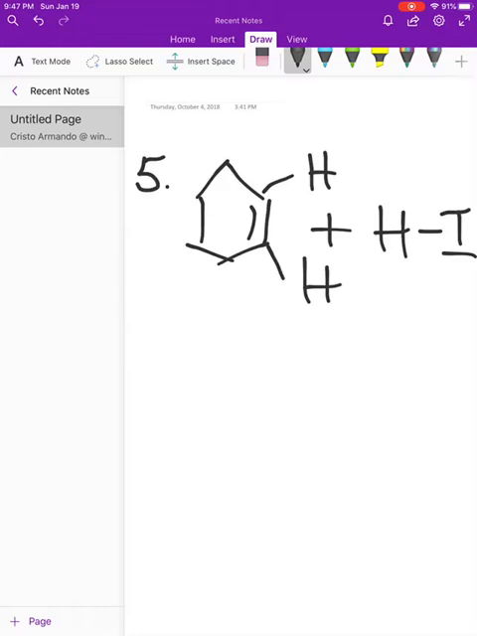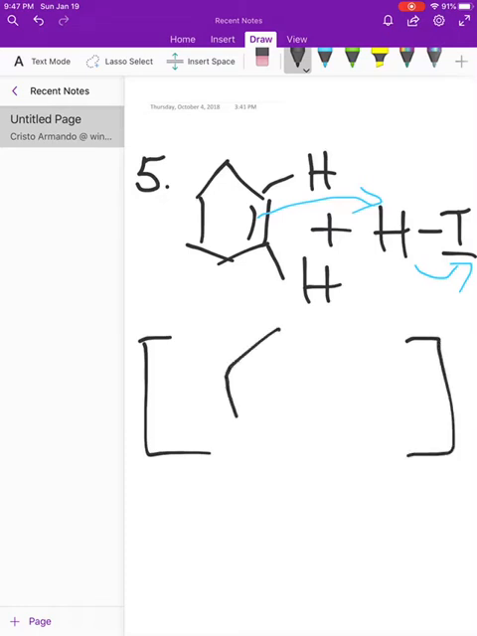Okay. So, same mechanism as before. Double bond grabs the H. This bond goes to the iodine. And again, it does not matter where the iodine goes because the carbons involved in the double bond are symmetrical.